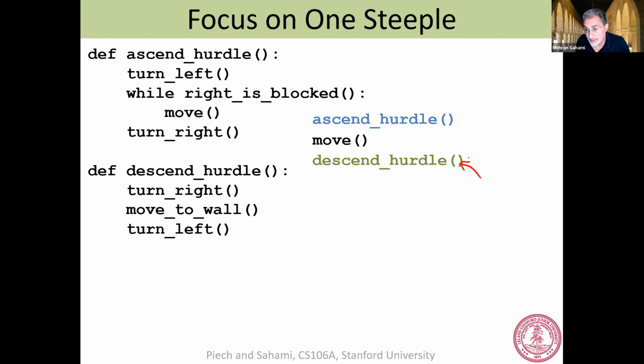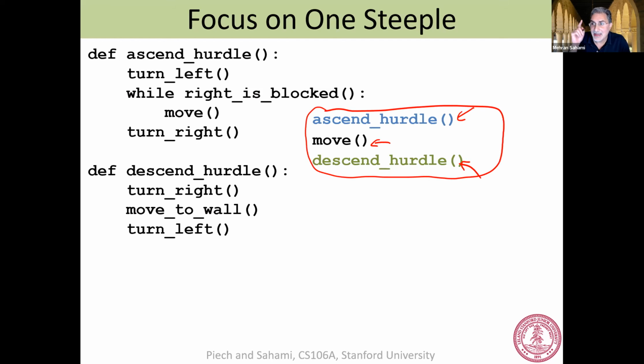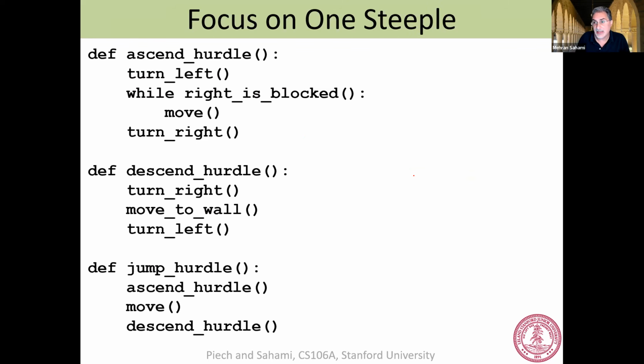I can just call descend hurdle. So essentially the work of jumping a hurdle is just ascending the hurdle, doing the move, and then descending the hurdle. And you say, well, if that's all the work of being able to jump a hurdle, can't I just take all of this code and put it inside a function called jump hurdle? Exactly. Now you're beginning to think about how you break the program down into smaller pieces. So I can take this code over here and put it into a new function, and I called it jump hurdle, and it's basically ascending a hurdle, moving, and descending a hurdle, which calls these other functions that we just wrote. So that's the work of jumping one hurdle.